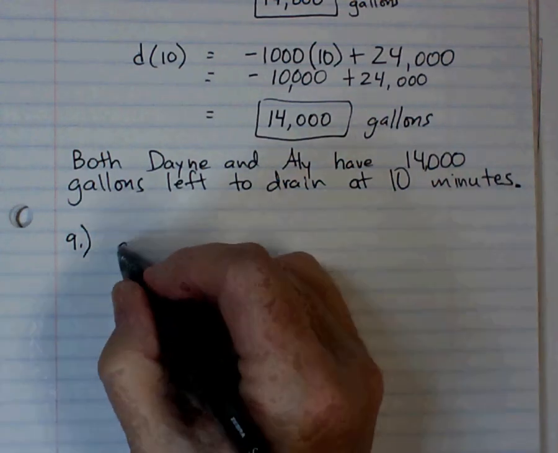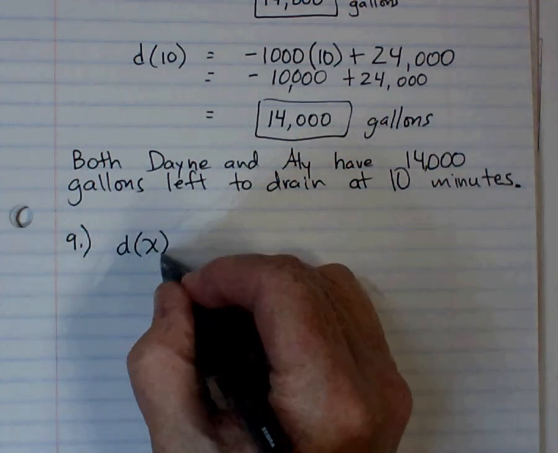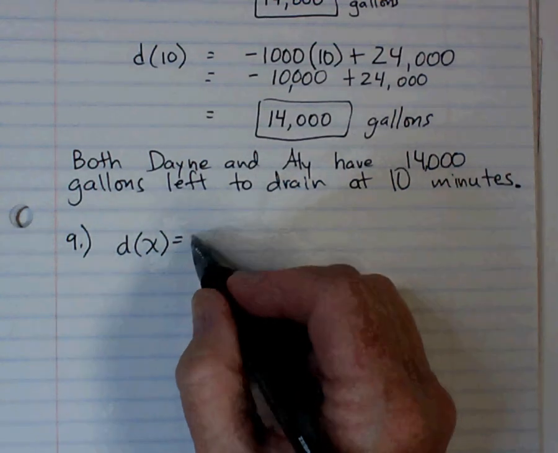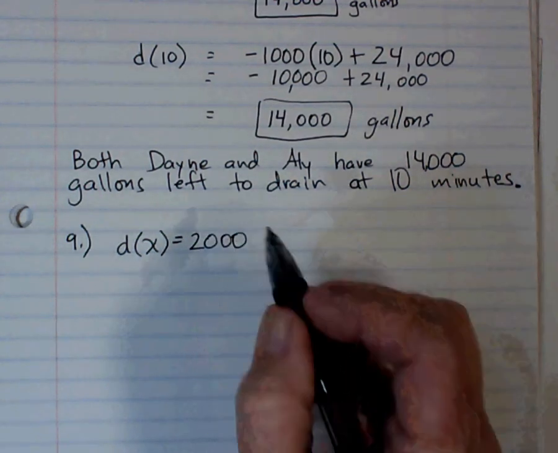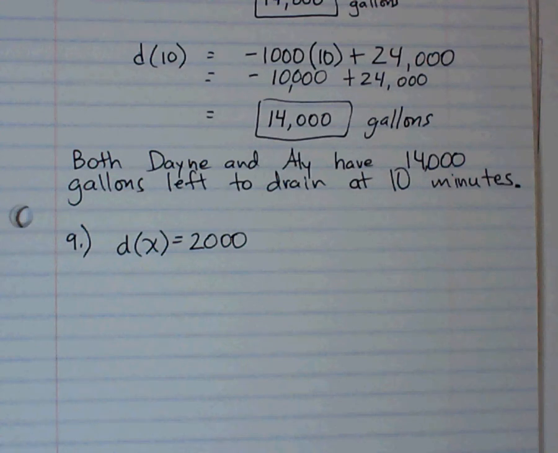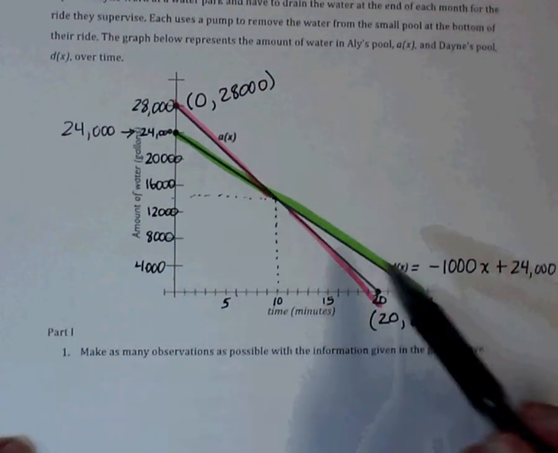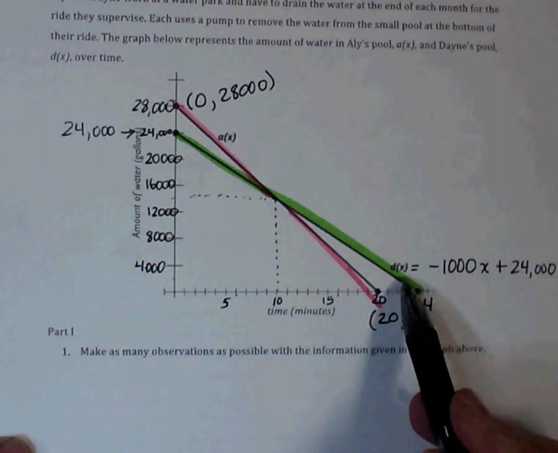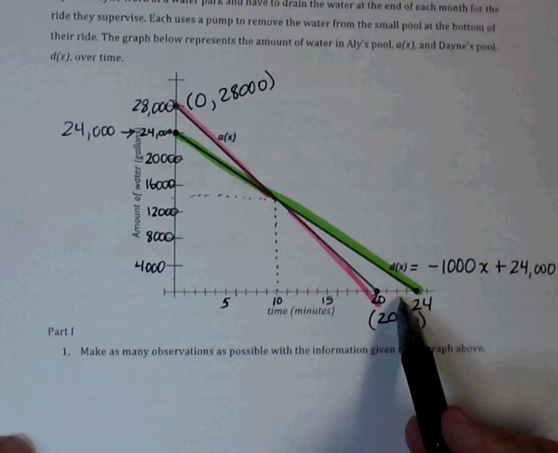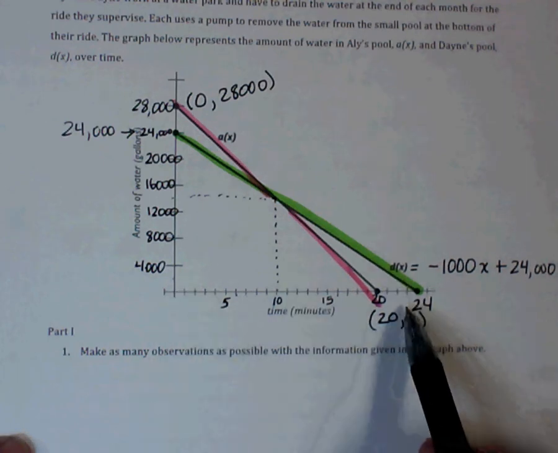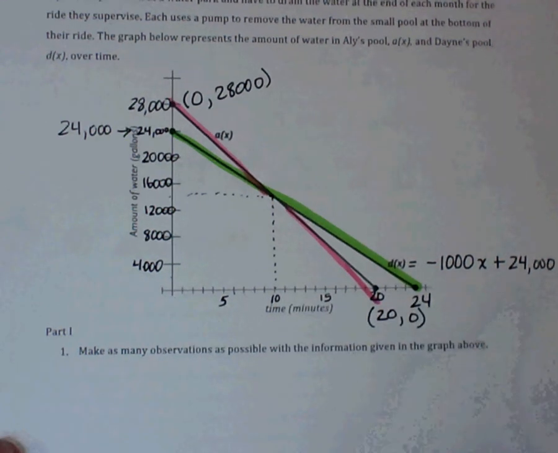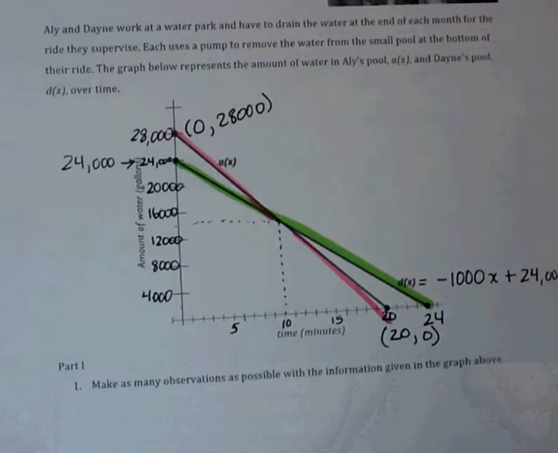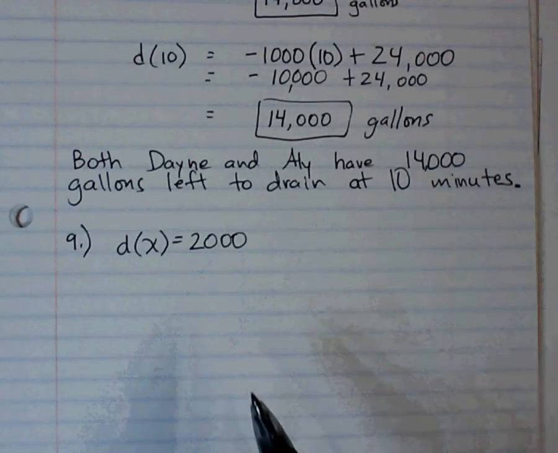They said if d of x equals 2,000. Okay, if you think about your graph, d of x is 2,000. That's way down here. So estimate, think right now. Shout out a number. How many minutes is that going to be? So if d of x is 2,000, we could figure out exactly how many minutes that is. I bet you can guess by looking, and let's prove it.